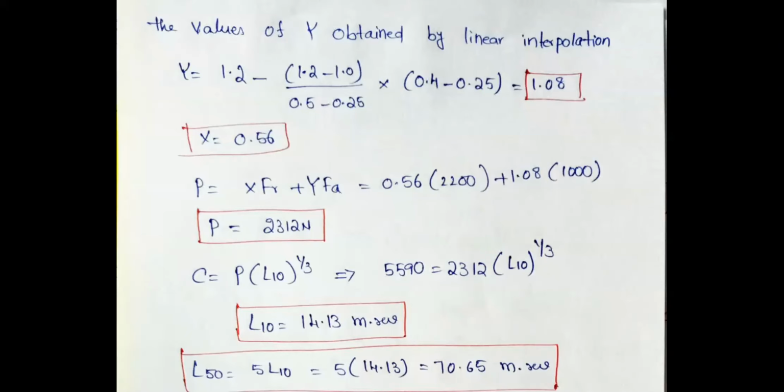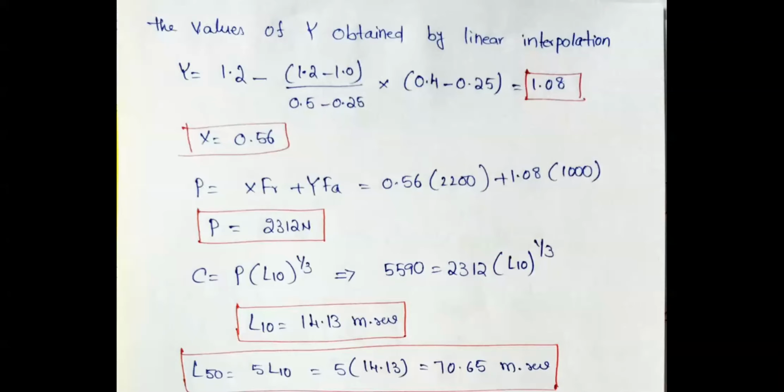Once you know the P value, then directly you can calculate the L10 life. Already C is 5590. L10 value is 14.13 million revolutions, because already you know the value of C. C equal to P into L10 whole power 1 by 3, then you'll get the L10 value.